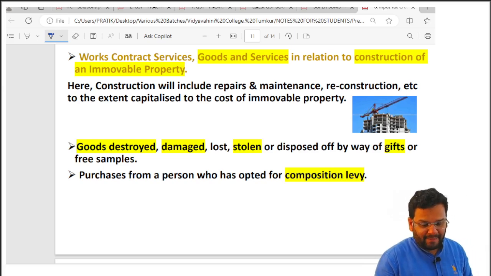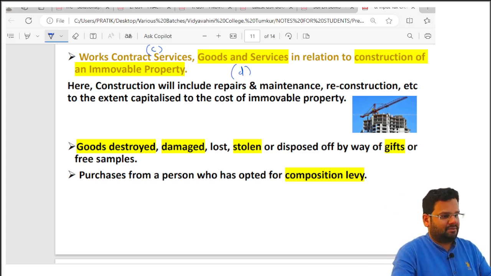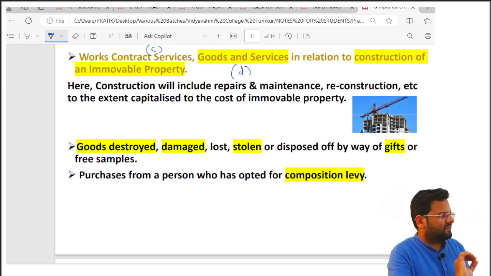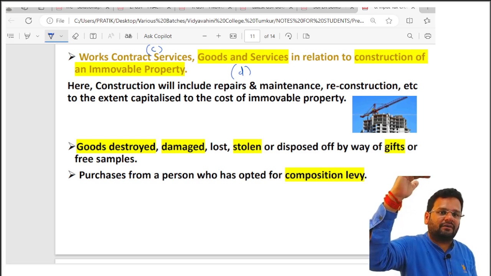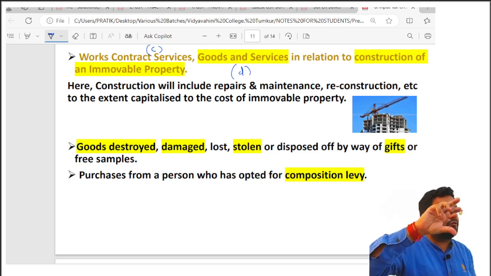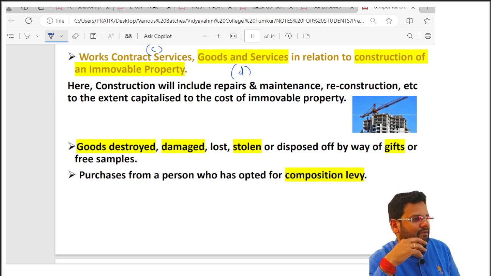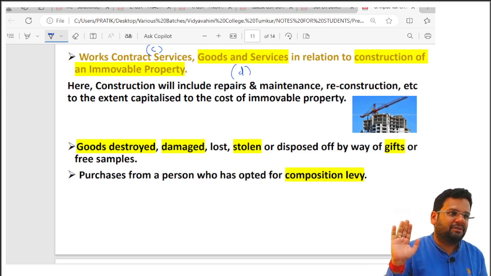Now, next. This is your clause C. This is your clause D. But C and D clauses we are doing together. Very simple clause. If I construct, how many floors are there on this building? 3. If I construct a 4th floor, imagine what goods would be required for that construction. Cement, bricks, steel, aluminium, sand, and what services would be required? Maybe a civil engineer. On all these things, ITC is blocked. On purchase of these things, whatever is the GST, of that GST we cannot take ITC.